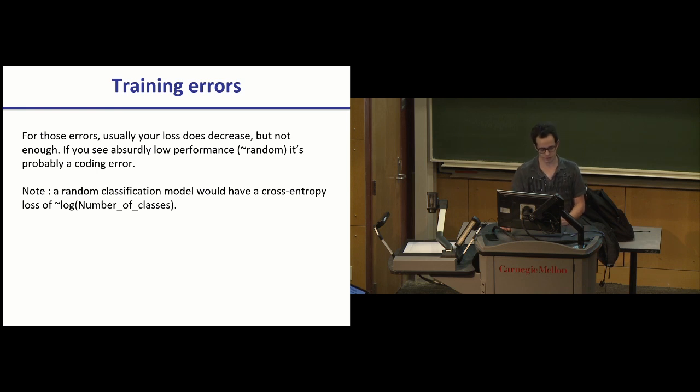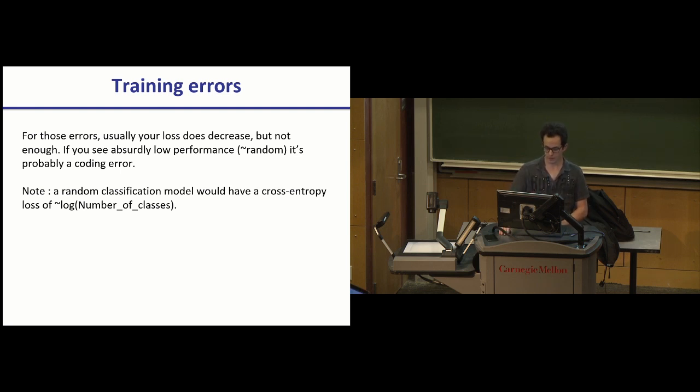Training errors. So basically one big sign of that kind of thing is your loss would decrease, but just not enough. So how do you know how much is not enough? You look at your loss. If the loss is random or worse, it's probably a coding error. If it's better than random, it means that you are actually training one way or another, but not well enough. So that's the training error case.